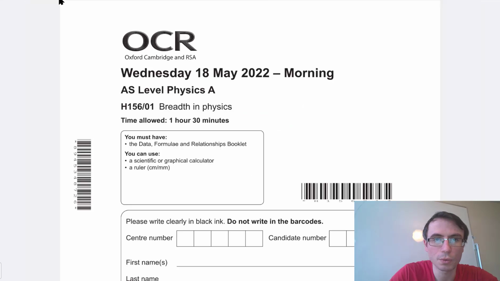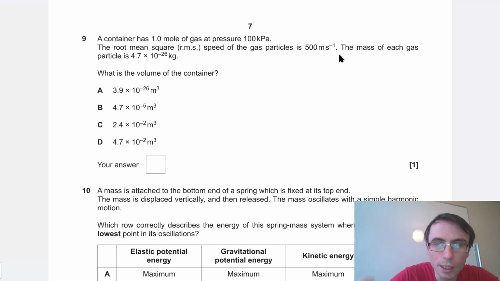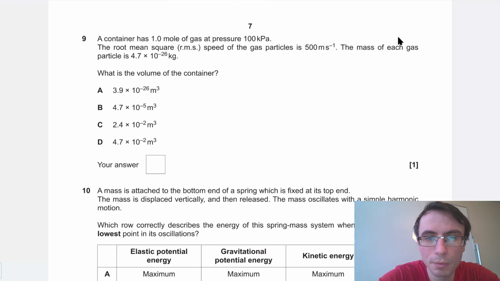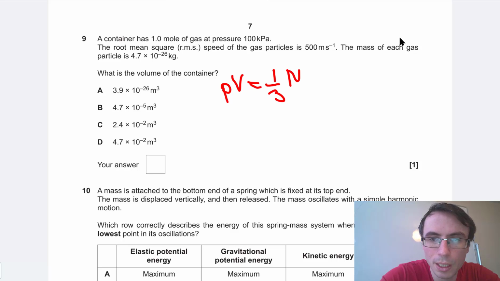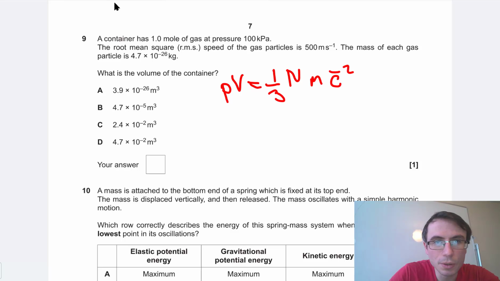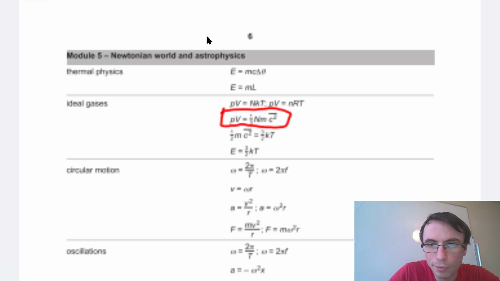So I'm just going to write it here, and the formula will be PV is equal to 1 over 3 N m c squared. Now let's just make sure that we got the formula right.